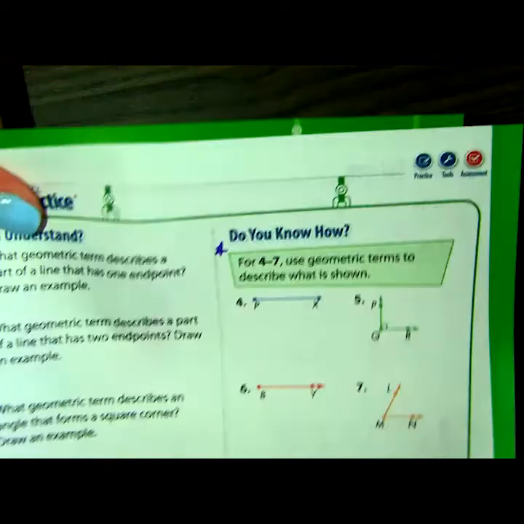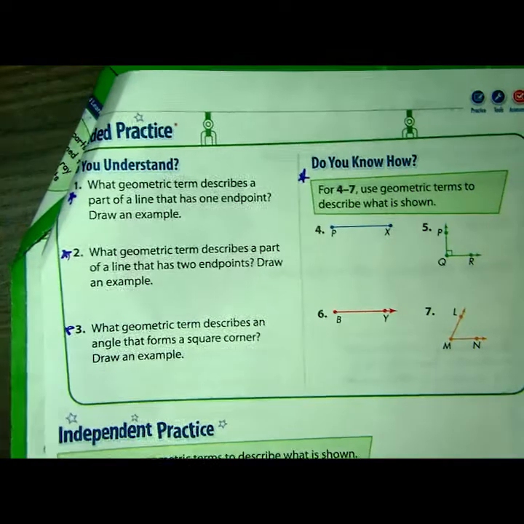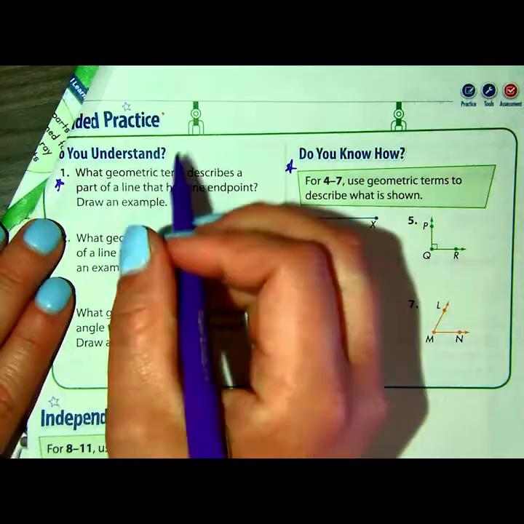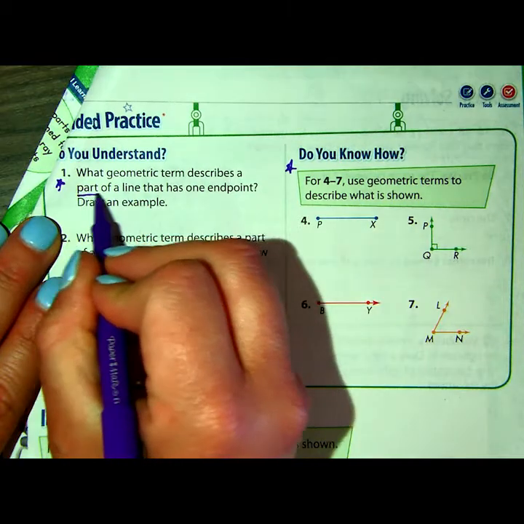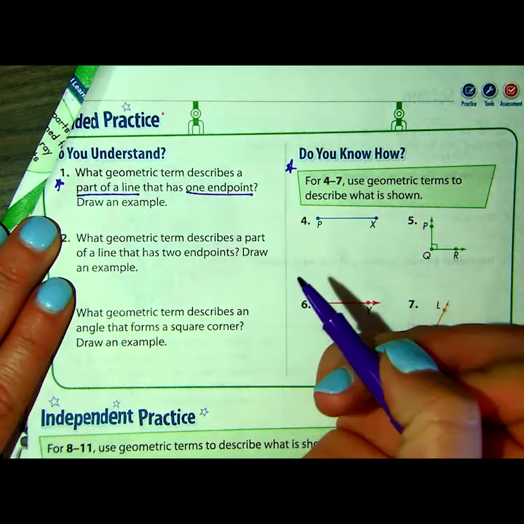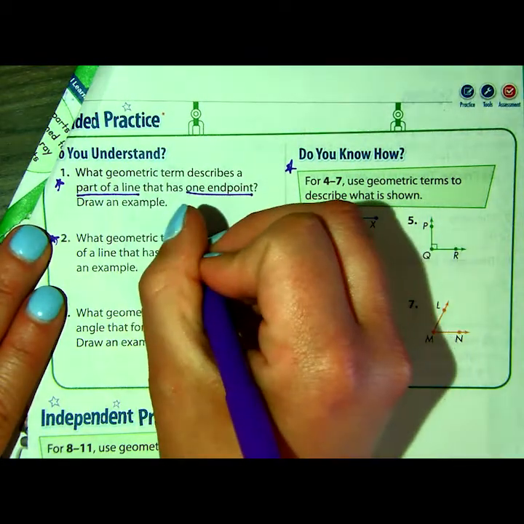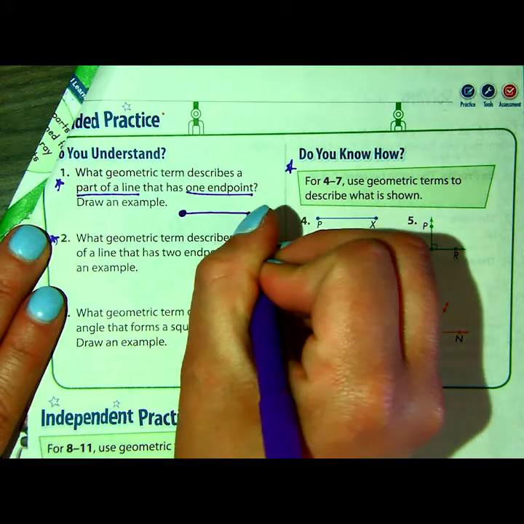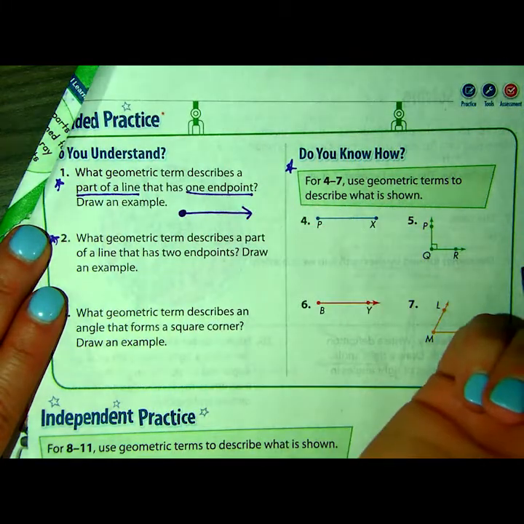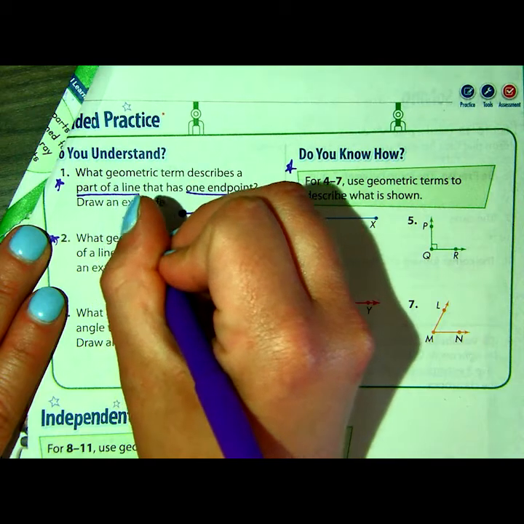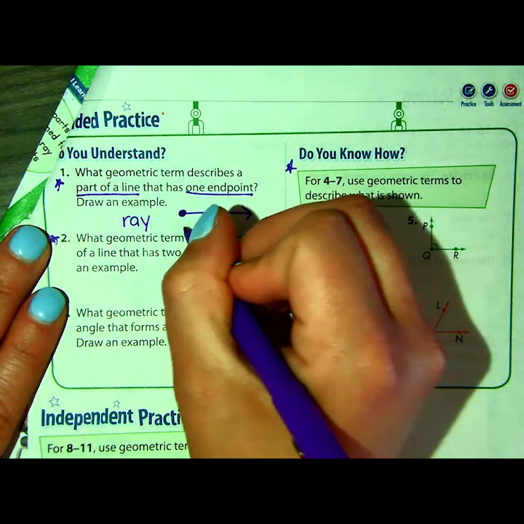Let's look at page 551. Now we get into the good stuff. Naming some of these. So what geometric term describes a part of a line that has one endpoint? Draw an example. Well, if you have one endpoint and then part of a line, this is a ray. Now, if I want to draw an example, maybe I'll name this ray QR.